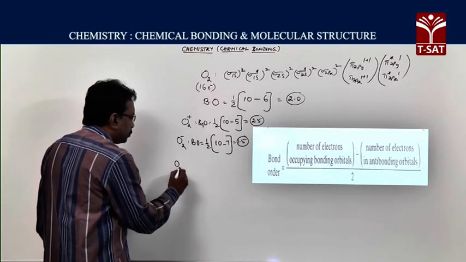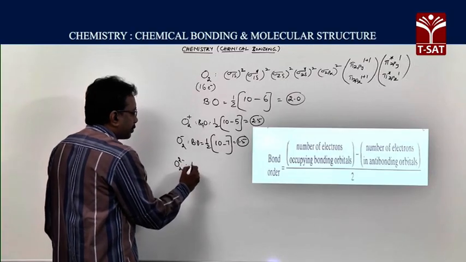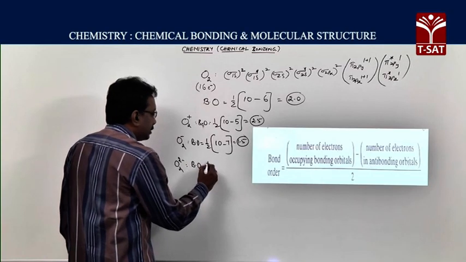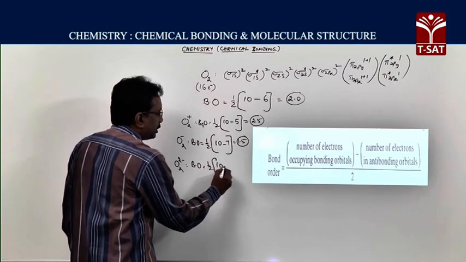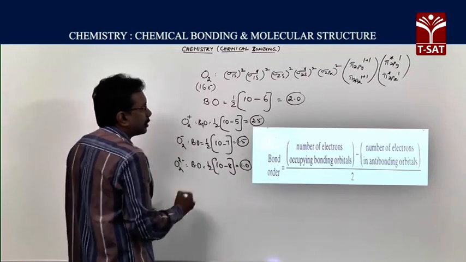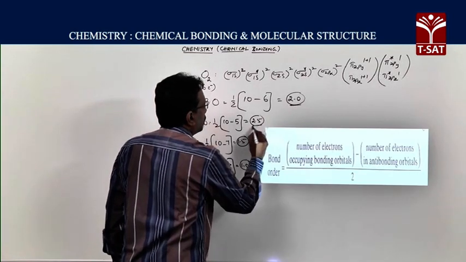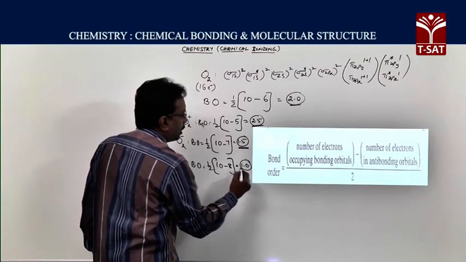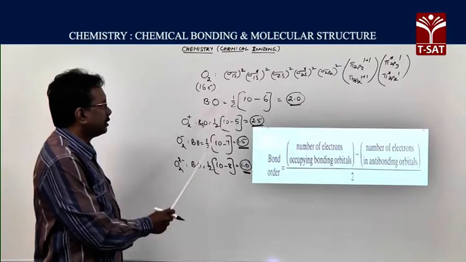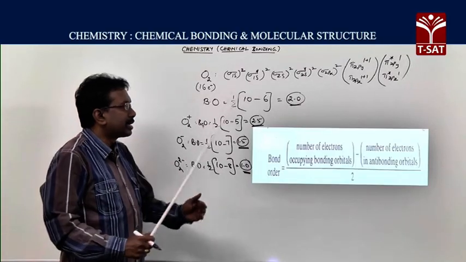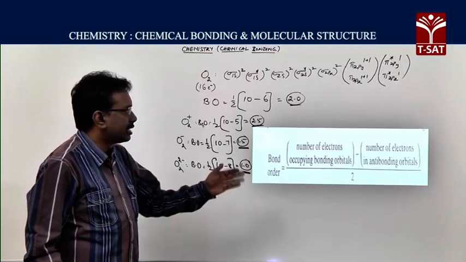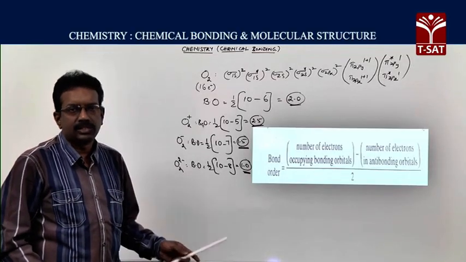Now I am going to the O2 2 minus ion. That means we have to add one more electron into the anti-bonding orbital. That means bond order becomes half of 10 minus 8, by 2, then it becomes 1. So bond order 2 here, bond order 2.5 here, bond order 1.5, bond order 1. So definitely these species exist. In some cases we get bond order 0 also. In such cases we can say that such species are unstable or do not exist.